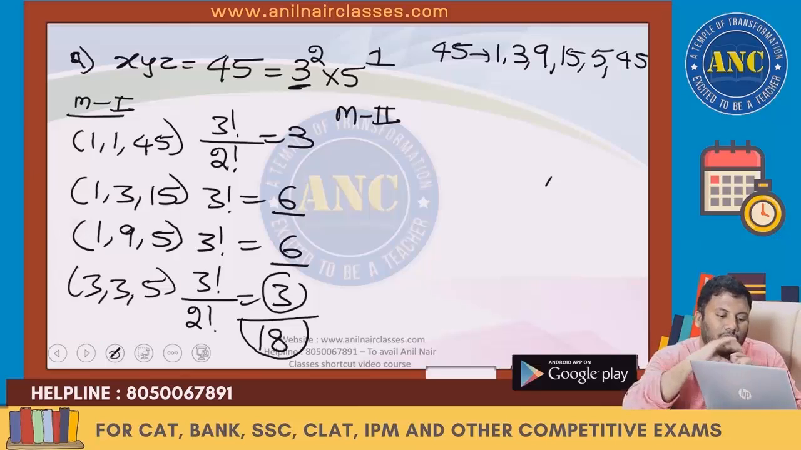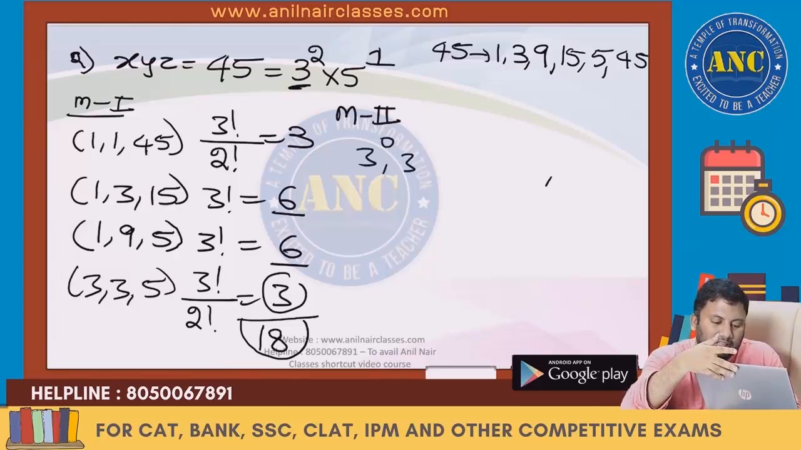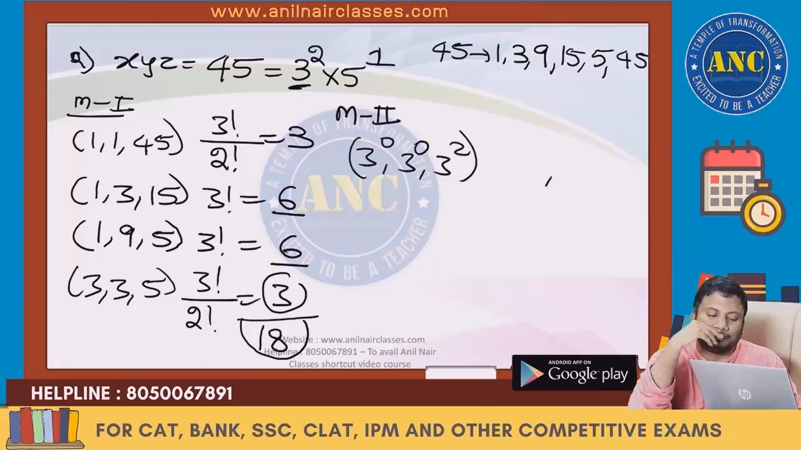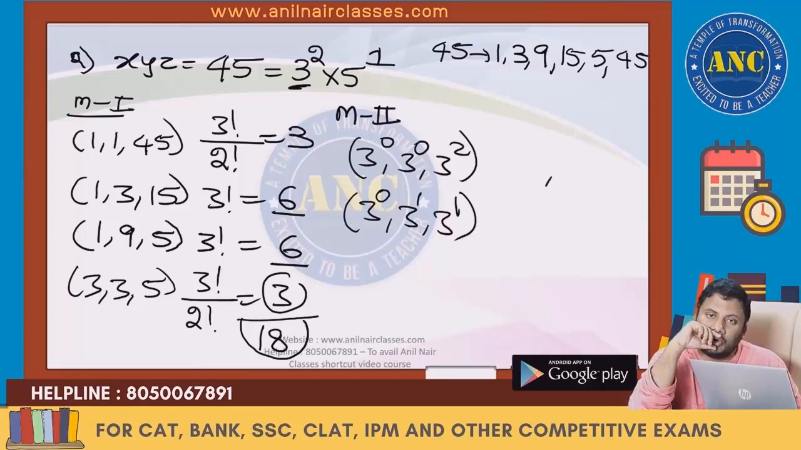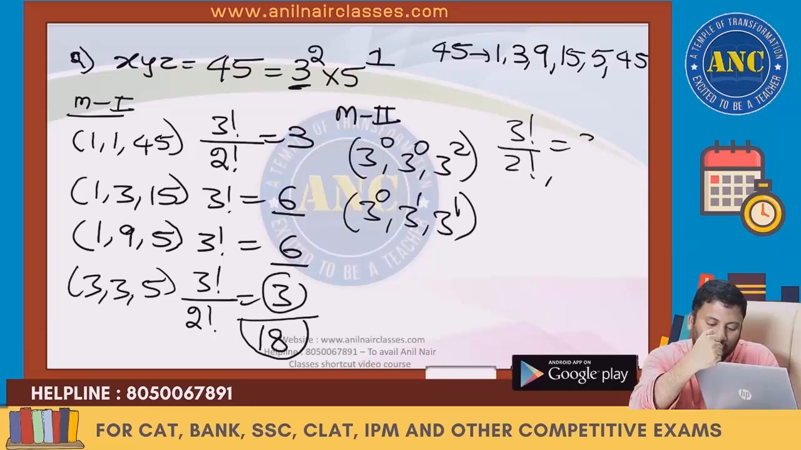Now you tell me, in how many ways can 3 power 2 be distributed on X, Y, Z? Can I distribute it like this: 3 power 0, 3 power 0, 3 power 2? Am I right? Yes or no? Is it clear? So 3 numbers, 3 factorial by 2 factorial, which is nothing but 3.